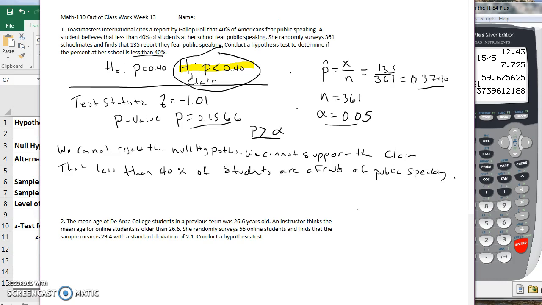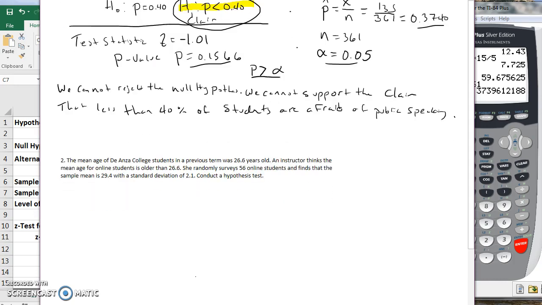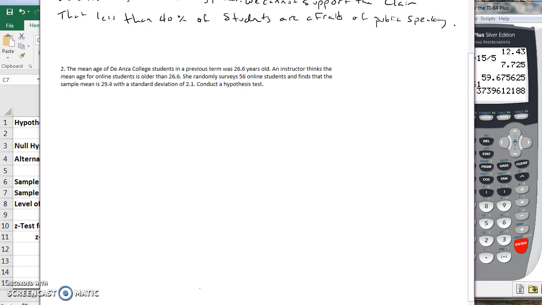All right, let's take a look at another one. It says the mean age of De Anza College students in a previous term was 26.6 years old. An instructor thinks that the mean age for students is older than 26.6. Oh, she thinks the age for online students is older than 26.6. She randomly surveys 56 online students and finds that the mean was 29.4 and a standard deviation of 2.1.